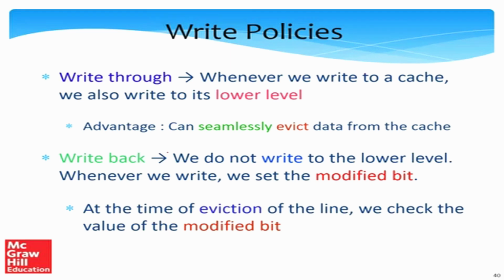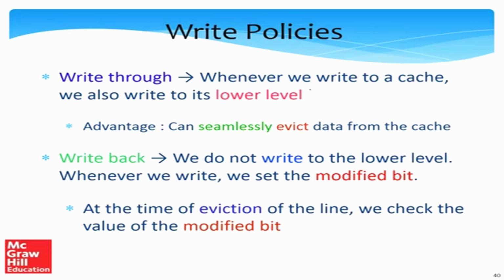So there are two policies. One is write through and one is write back. Whenever we write to a cache, because we have an inclusive cache hierarchy, any block which is present in the L1 cache will also be present, the same block, the same address, in the L2 cache. However, the block in the L1 cache can have newer data. So there are two ways of handling this: write through and write back.